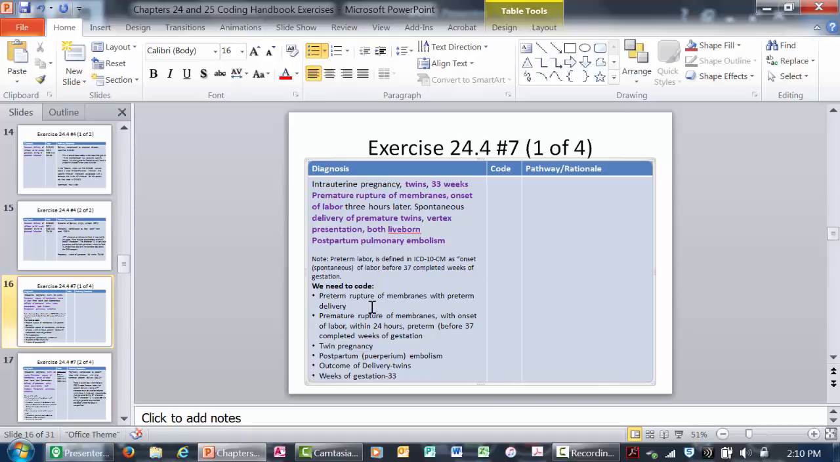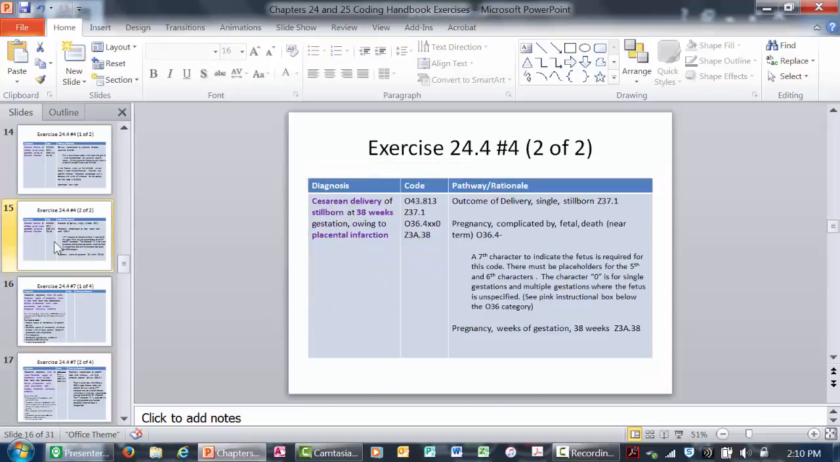So I went through and I looked at what was given to us and what we're going to need to code, and I see the preterm rupture of membranes with preterm delivery. You can have preterm rupture of membranes without delivery, so that's why you're going to say with preterm delivery. A premature rupture of membranes with onset of labor within 24 hours, because there are choices for codes that are more than 24 hours. Twin pregnancy, postpartum, outcome of delivery were twins, and the weeks of gestation. Okay, so let's start looking at that.